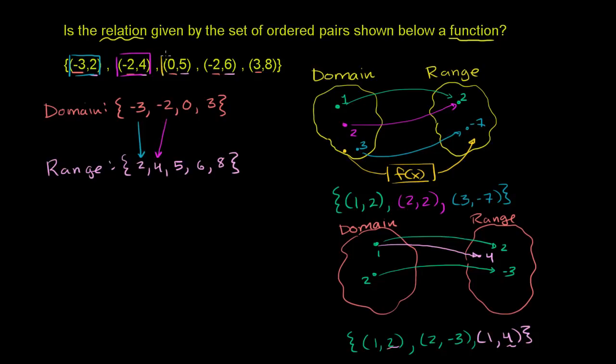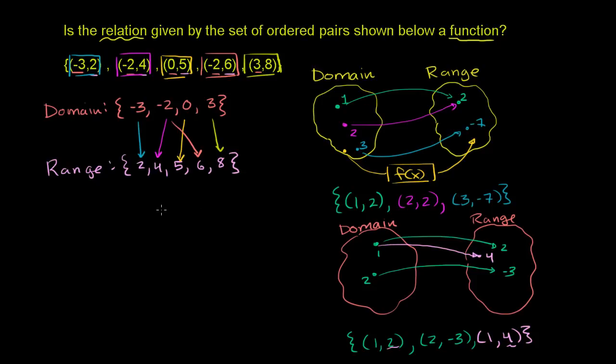We have 0 is associated with 5, or sometimes people say it's mapped to 5. We have negative 2 is mapped to 6. Now this is interesting. Negative 2 is already mapped to something, and it's now this ordered pair saying it's also mapped to 6. And then finally, I'll do this in a color that I haven't used yet. We have 3 is mapped to 8.